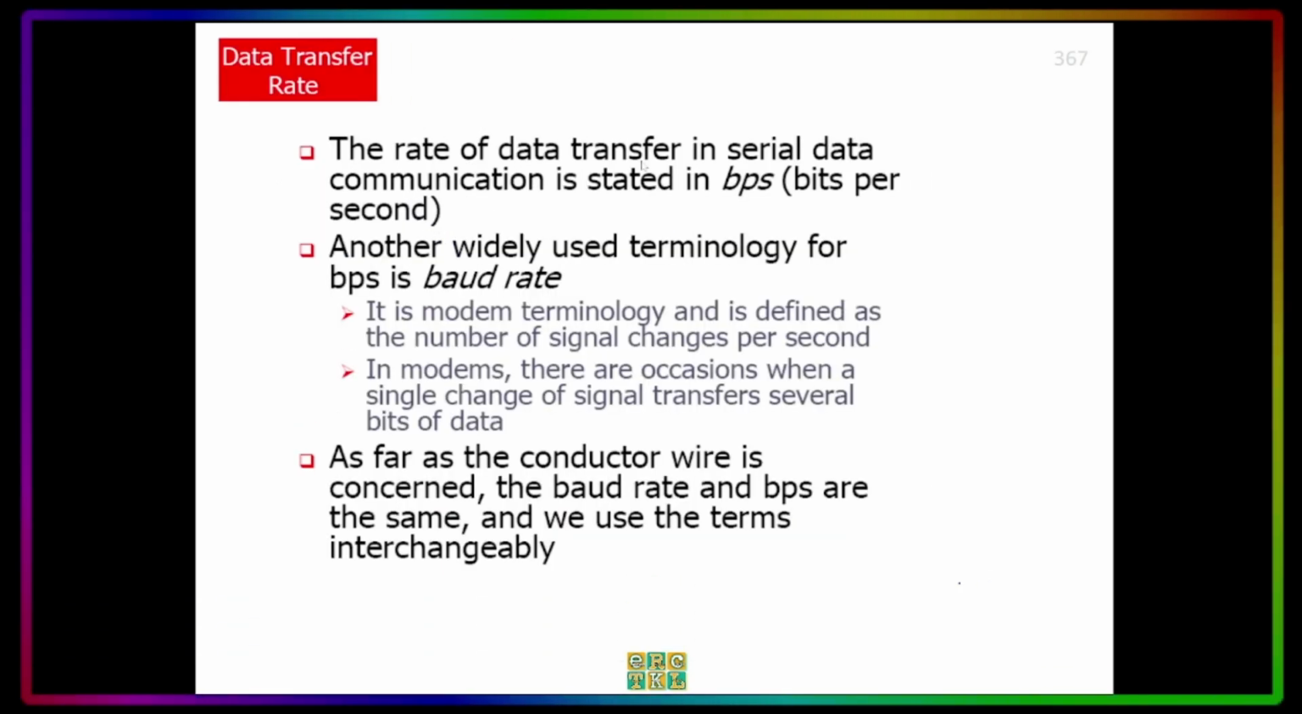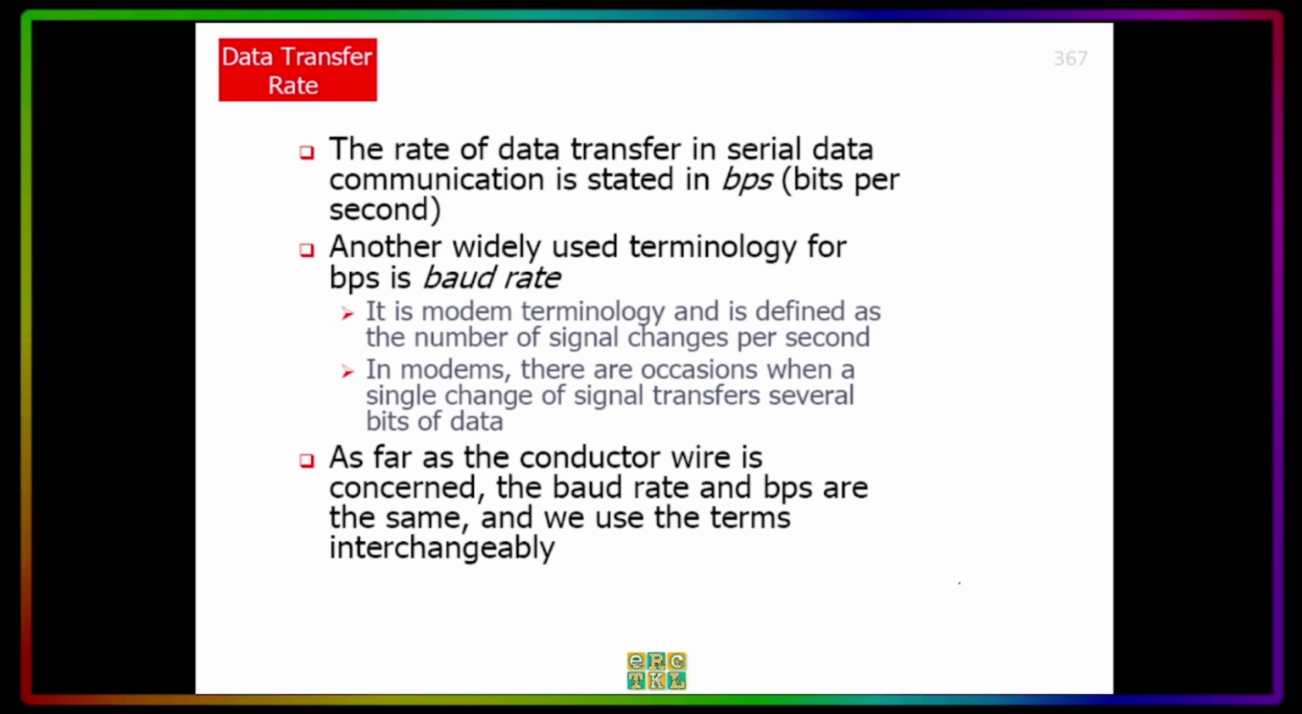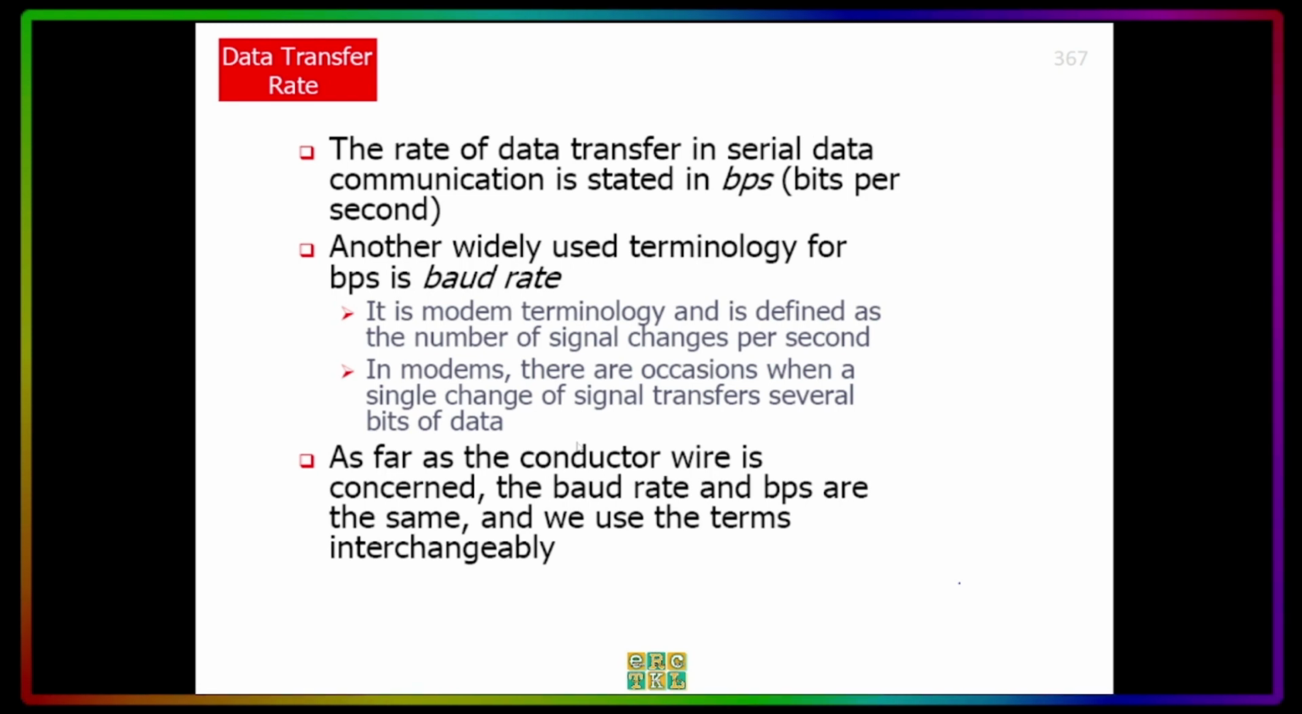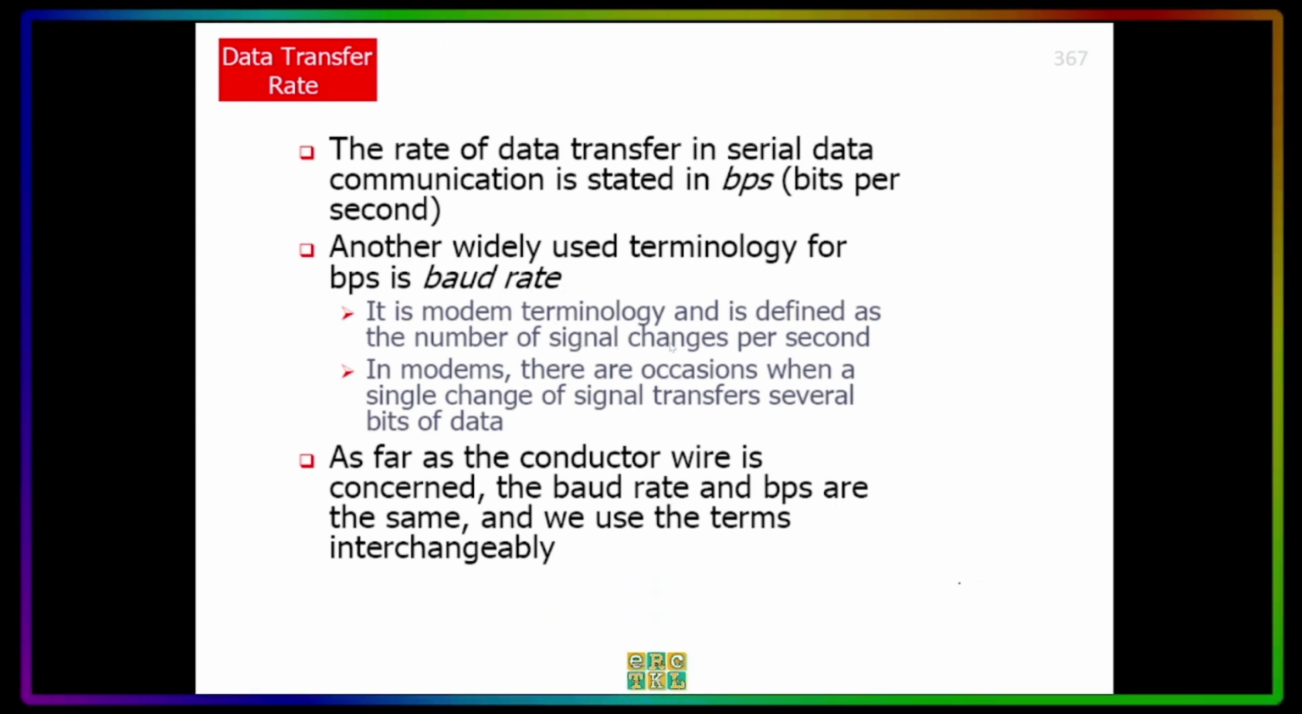The rate of data transfer in serial data communication is given in bits per second. So when we say BPS or bits per second, this is the rate of data transfer in serial data communication. Another term that we use for BPS is the baud rate. And the baud rate refers to the number of times that the signal will change per second. So again, baud rate is defined as the number of signal changes per second.